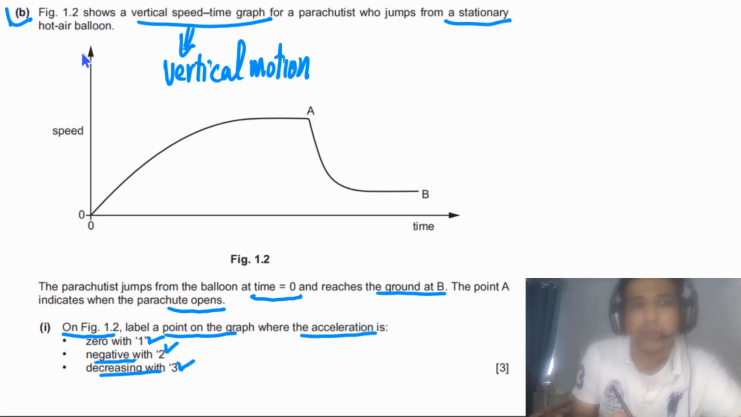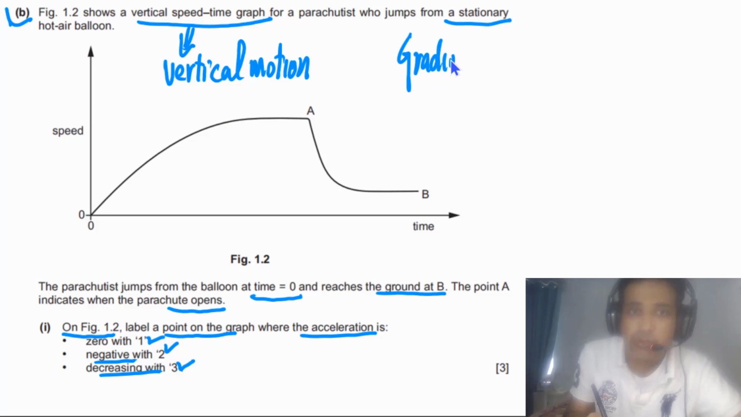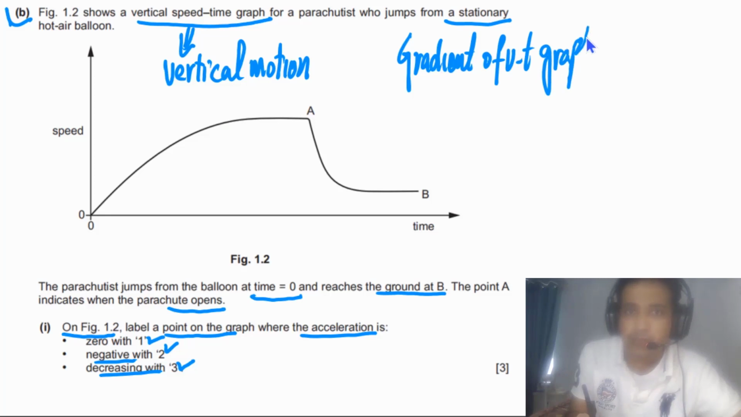So first thing you need to understand, we have a speed time graph. So what is the gradient of this one? This is the key concept you need. What is the gradient of a V against T graph? Gradient is equal to acceleration. So this is the key concept you need to answer this question.